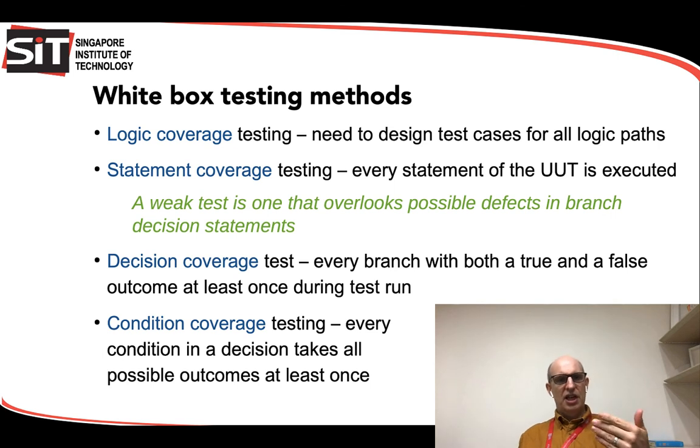Decision coverage, if you've got branches, you know, is X equal to 1 or is Y true? You make sure that for each one of those, you have a test where Y is true and a test where Y is false, or a test where X equals 1 and a test where X doesn't equal 1.